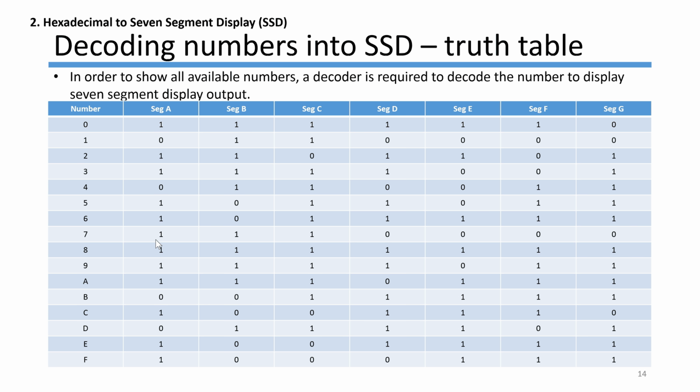Now, in order to show all available numbers that you can show in the 7-segment display, a decoder is required to decode the number to display on the output. As you can see in this truth table, the number 0 requires segments A to F to be switched on, except for segment G. And as we were saying before, for showing the number 1, segments B and C have to be on. Another example is if you want to display the number 8, all 7 segments have to be switched on, as you can see in this logic of 1s and 0s.